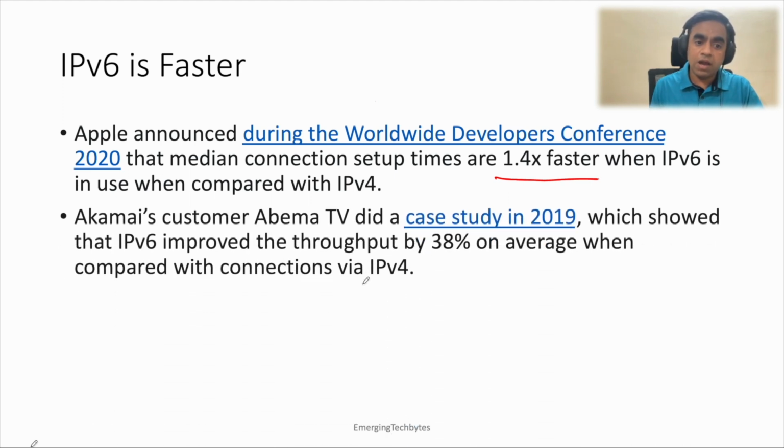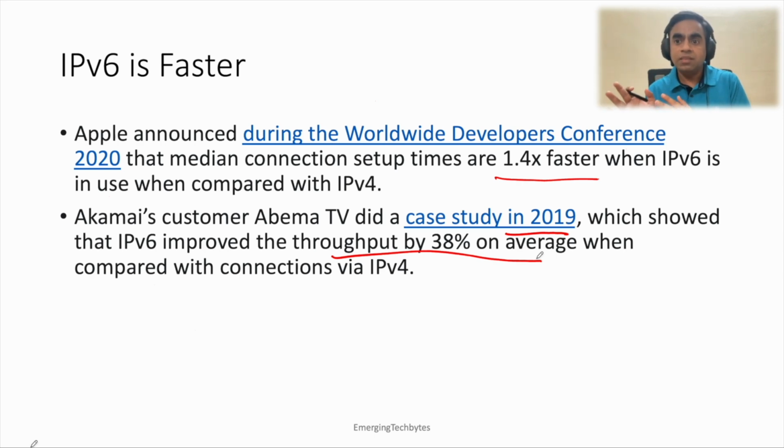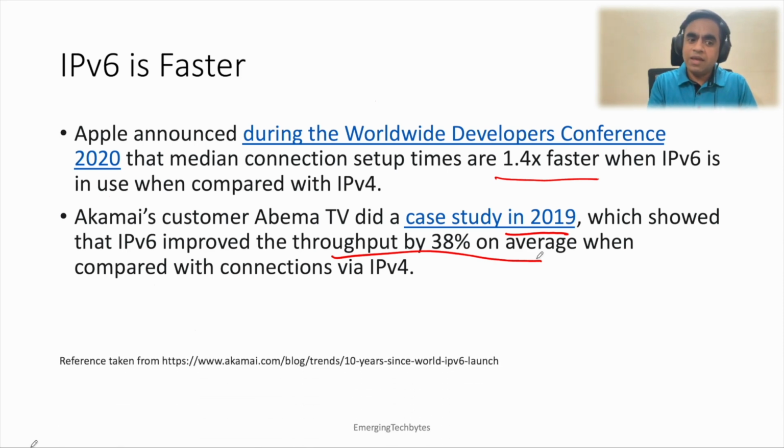There was also a customer from Akamai who did a case study in 2019, which showed that the throughput increased by 38% on average compared to IPv4. All these articles are available over the internet. I can put the link in the description if some of you want to go and read about it. But the point is not only scalability, not only security, not only easier management, there are some more reasons to consider IPv6 now. And apart from, of course, IPv4 running out or the government push that I mentioned at the start of this video. And yes, this is the reference from where I have taken these facts. I will put this link.